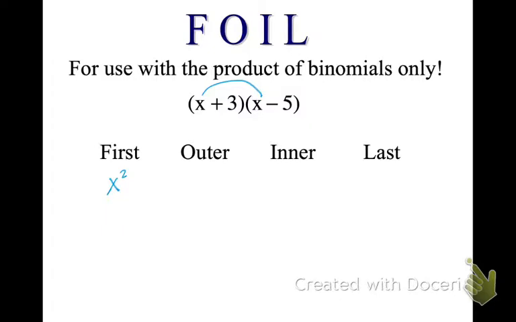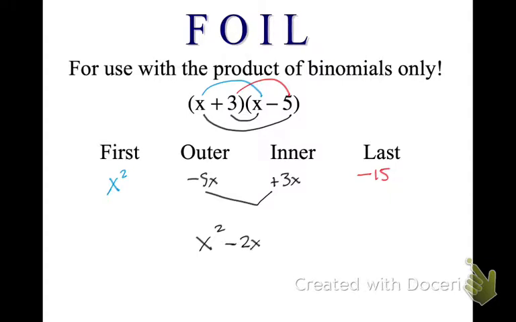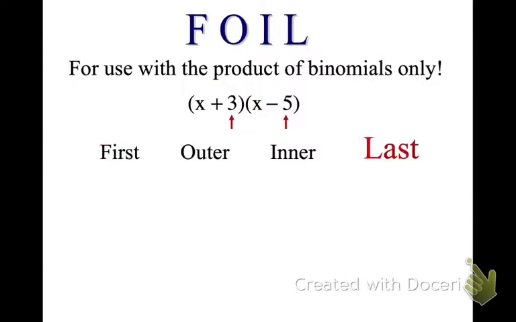Outside means we're multiplying the outer terms. Negative 5x. Inside means we're multiplying the inside terms. Plus 3x. And last means we're multiplying the last terms, negative 15. And then we put it all together, we get x squared, combine our middle terms, minus 2x minus 15. Voila, you FOILed. A lot of old timers, people my age, that's how they used to teach it.